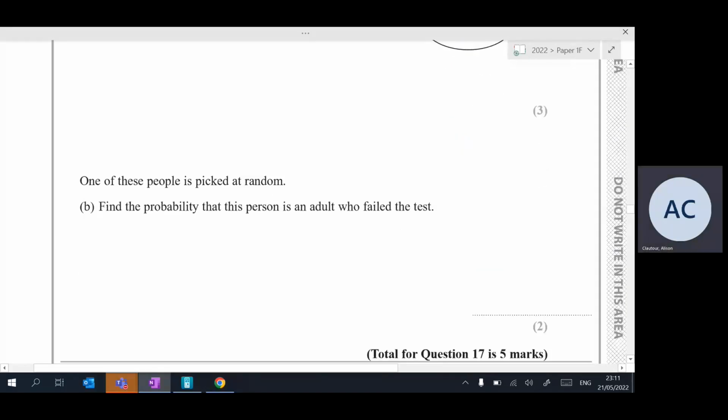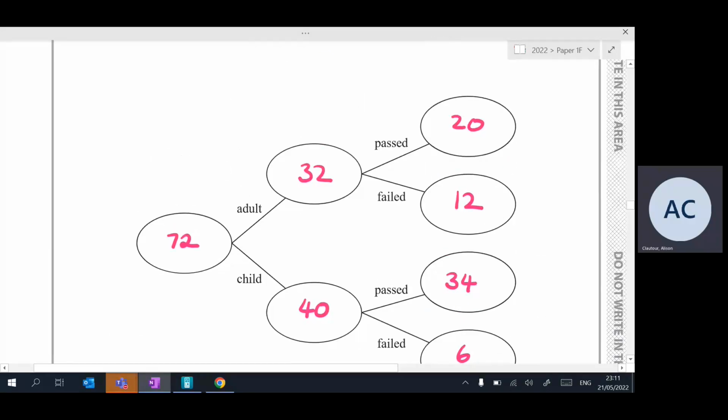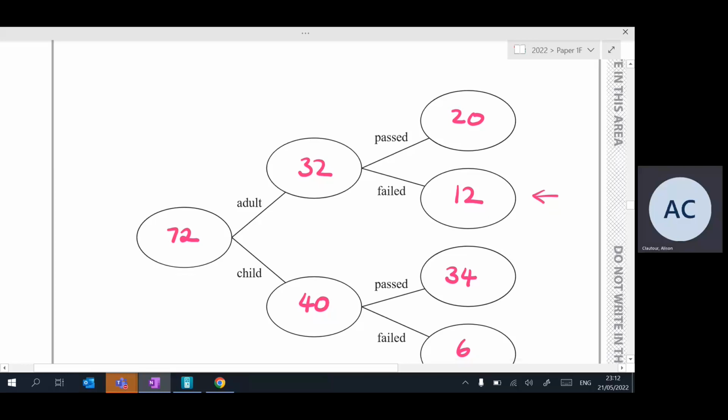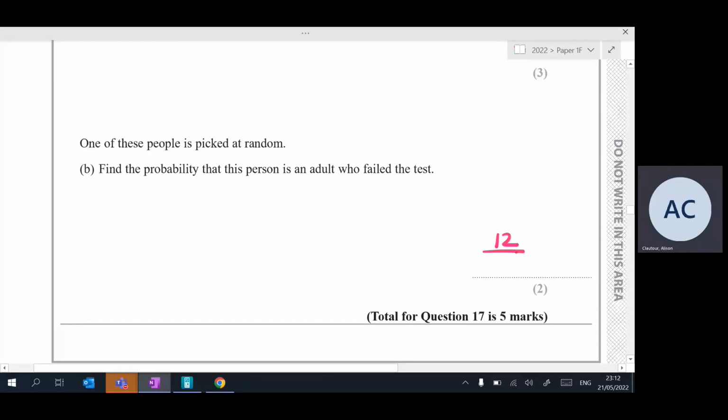So find the probability that this person is an adult who failed the test. So if we go to adults who failed, then I'm looking here at these 12 people. So I've got 12 people out of the 72 people.